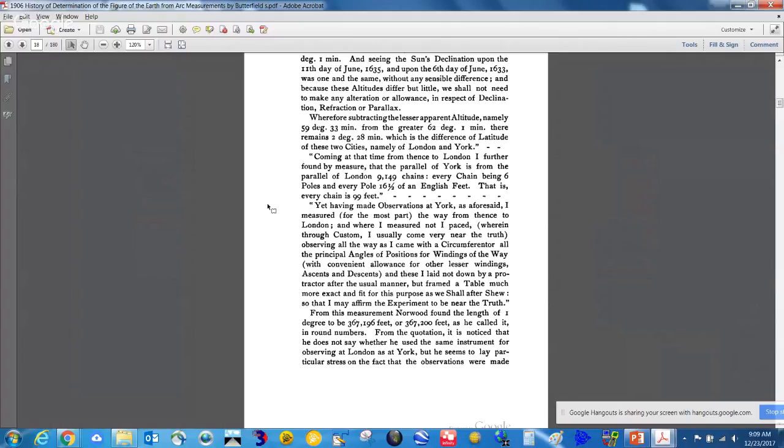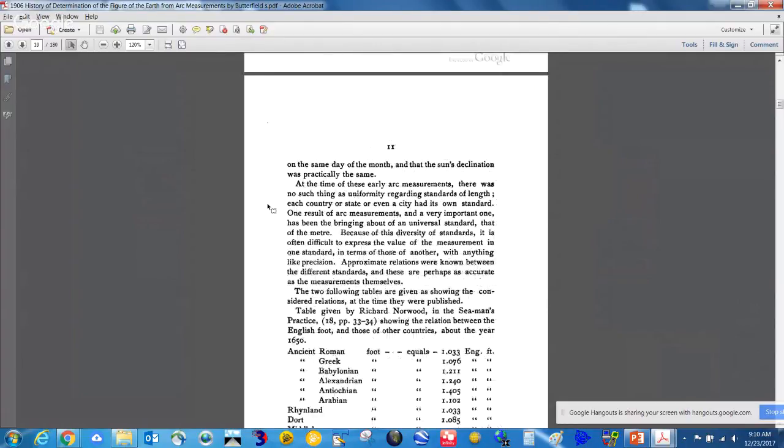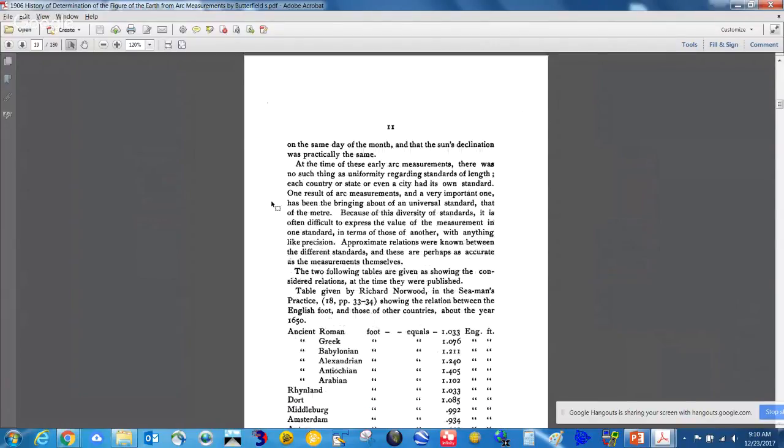From this experiment, Norwood found the length of 1 degree to be 169,196 feet, or he rounds off to 367,200. Round numbers. From the quotation, it is noted that he does not say whether he used the same instrument for observing at London as at York, but he seems to lay particular stress on the fact that the observations were made on the same day of the month. Declination was practically the same. So on and so forth.